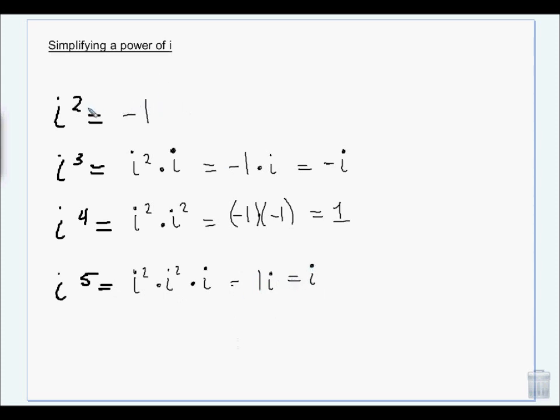So here's your pattern. You go -1, -i, 1, i. i to the sixth would be -1. i to the seventh would be -i, i to the eighth would be 1, i to the ninth would be i. Like, you can go that route. So if you know these four, you can figure out anything else.